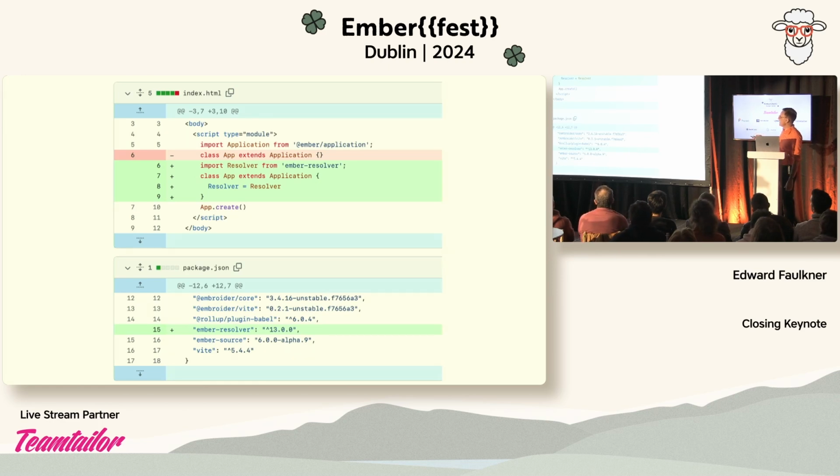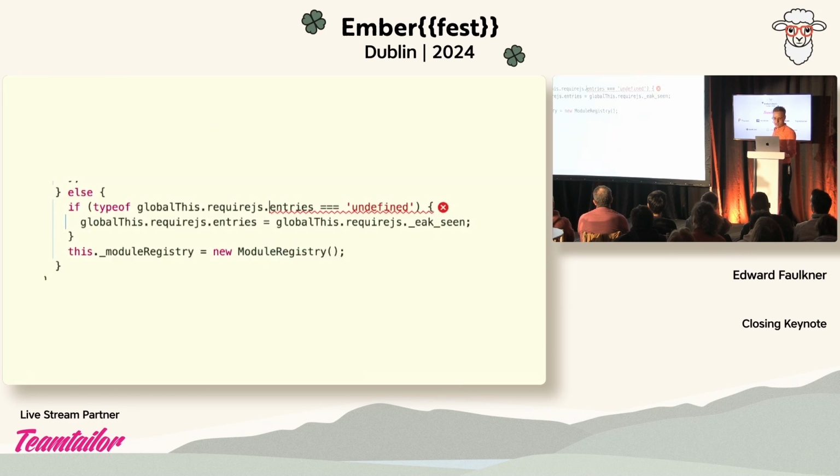So we need to get that resolver from the Ember resolver package. So we've added that. And now we get a new error, and that's a good thing. We're learning from our errors and we're progressing. This time what we see is global required JS is undefined. And this is the AMD that people have been asking questions about. This is the traditional AMD global loader that Ember always uses.